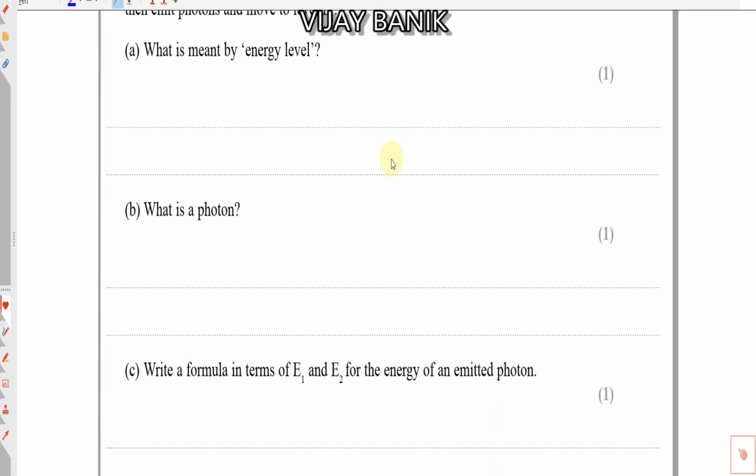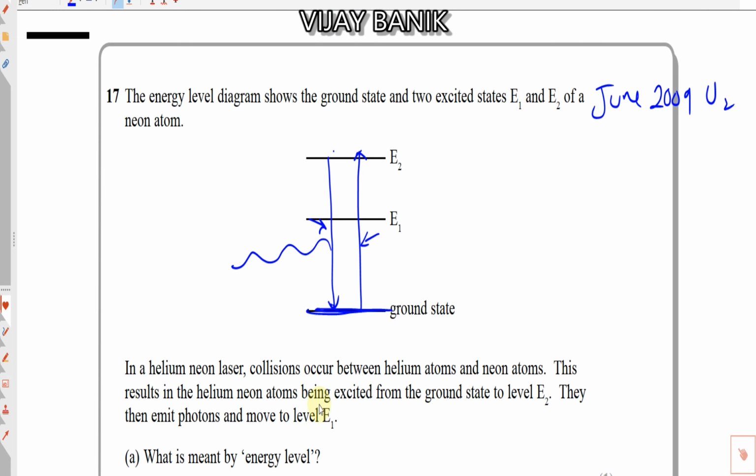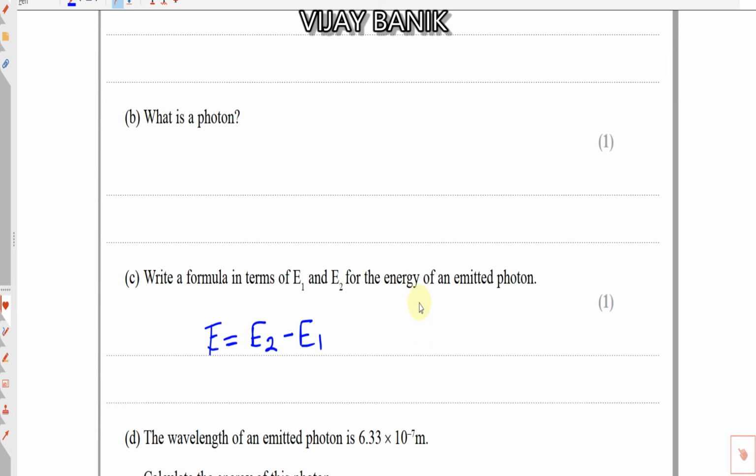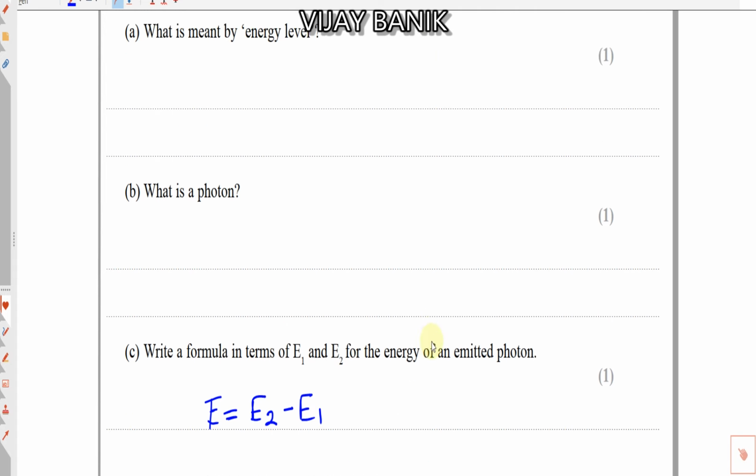Then they said write a formula in terms of E1 and E2 for the energy of an emitted photon. The energy of an emitted photon is always the difference between two energies, so it's going to be E2 minus E1. This is the formula for the energy of the photon. This photon's energy will depend on from which energy level it came back to which energy level. It depends on that, so the difference in energy levels.